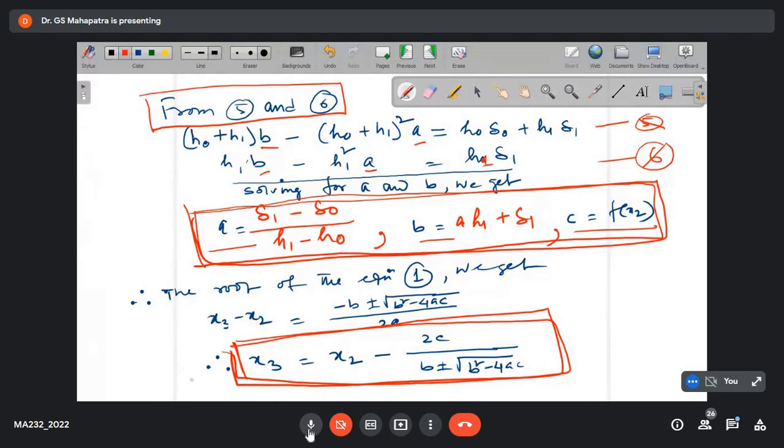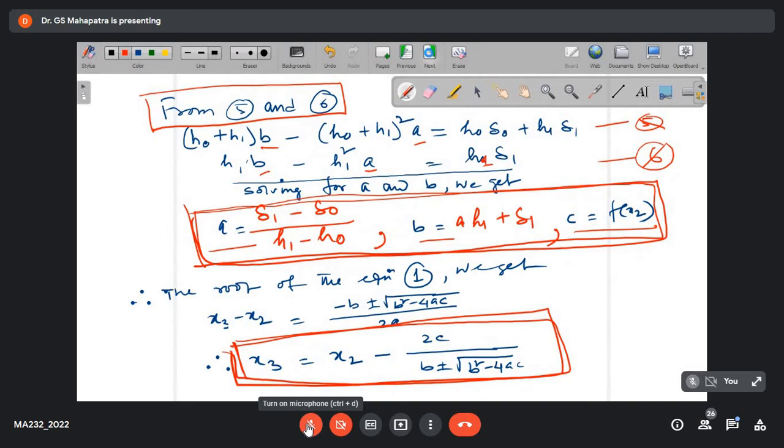H1 and H0, no problem. It's not a problem, I think so. Okay, we'll check it. Oh, H1 and H0 both are... H1, what is the value of H1? Okay, both are equal to 1. Then we have to change it.